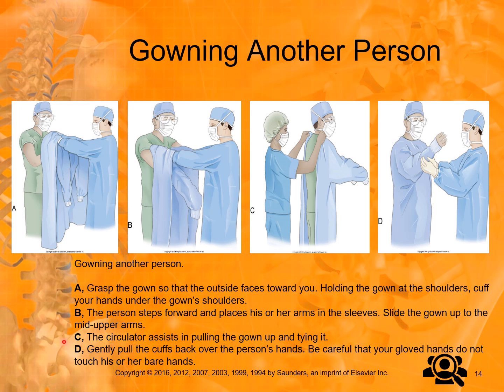The circulator assists in pulling the gown up and tying it. Gently pull the cuffs back over the person's hands. Be careful that your gloved hands do not touch his or her bare hands.